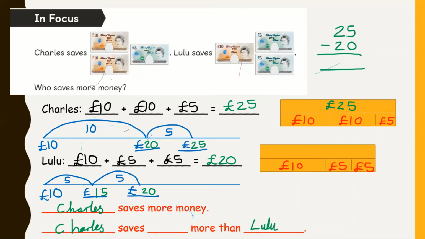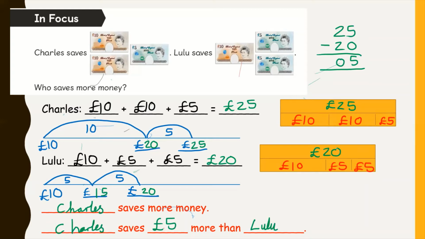So 5 take away nothing is 5, that's right. And 2 take away 2 is nothing. So how many more pounds does Charles save than Lulu? £5. Well done if you got that right. Oh, just need to pop Lulu's total in here.